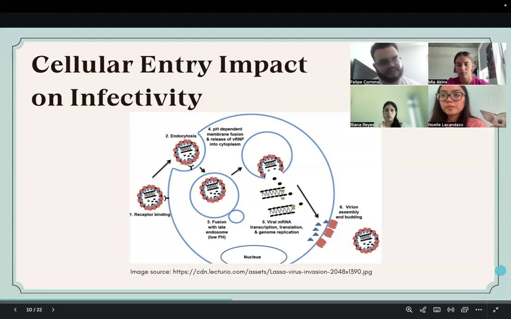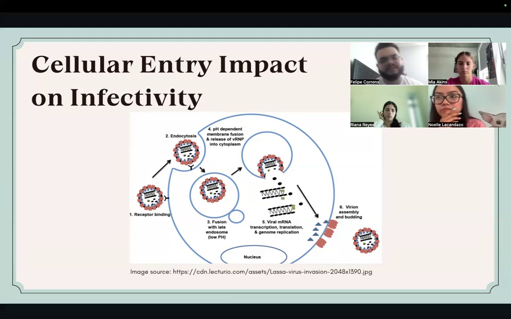And then once it enters the cell cytoplasm, it'll begin to hijack cell mechanisms. It's a negative sense RNA, so it'll begin to use its own RNA from the L protein, and then form nucleoproteins. Next slide, please.